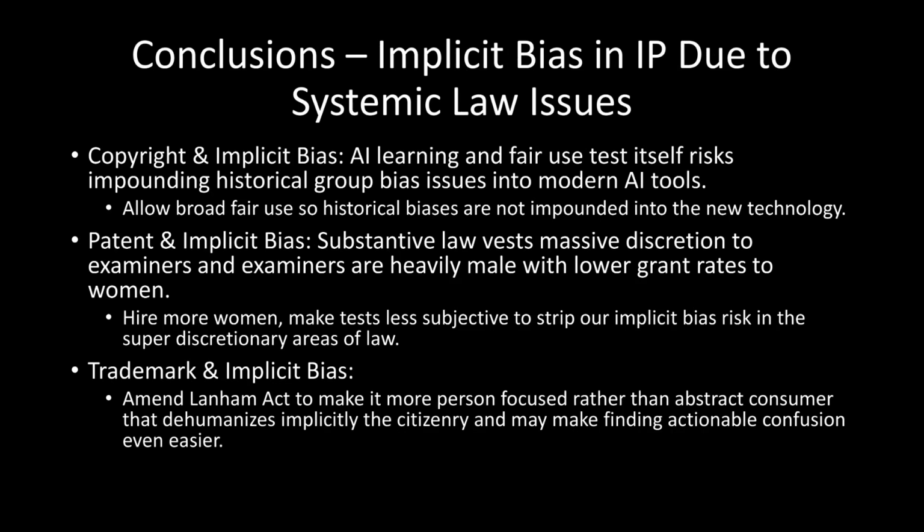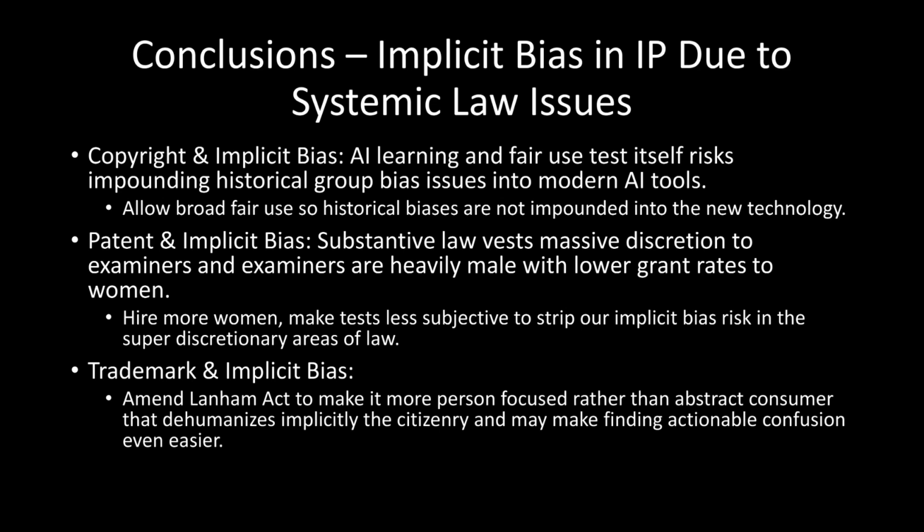So this brings us to our conclusions today on implicit bias and intellectual property law. Let's do a quick recap of copyright, patent, and trademark law as it applied to our implicit bias program. On the copyright front, we saw that in this massive new technology world we are entering with artificial intelligence, the copyright exclusive reproduction right is colliding with fair use. This is ultimately raising massive issues of implicit bias that should be considered by courts as they try to assess whether a use is fair use or not.